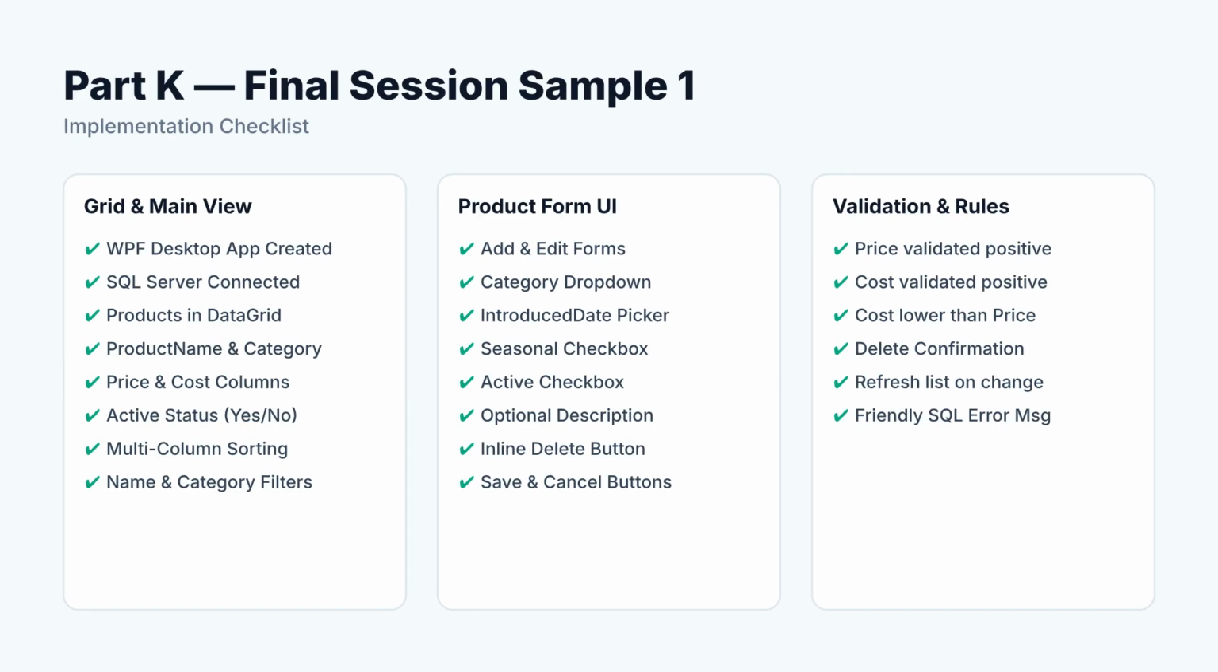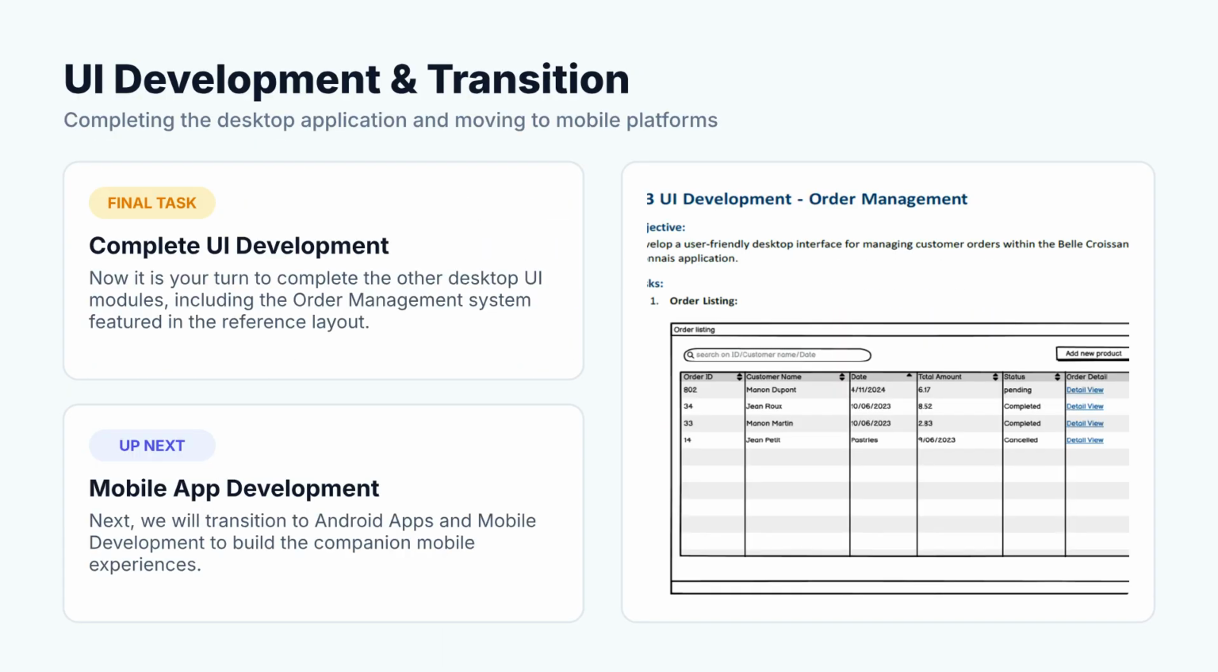Finally, check the deletion workflow. Confirm that products can be deleted, and ensure that validation constraints prevent deleting linked records. In this final stage, your goal is to complete the remaining desktop UI modules, such as the order management system. Once finished, we will pivot to mobile development, where we will build the companion Android applications for this project.